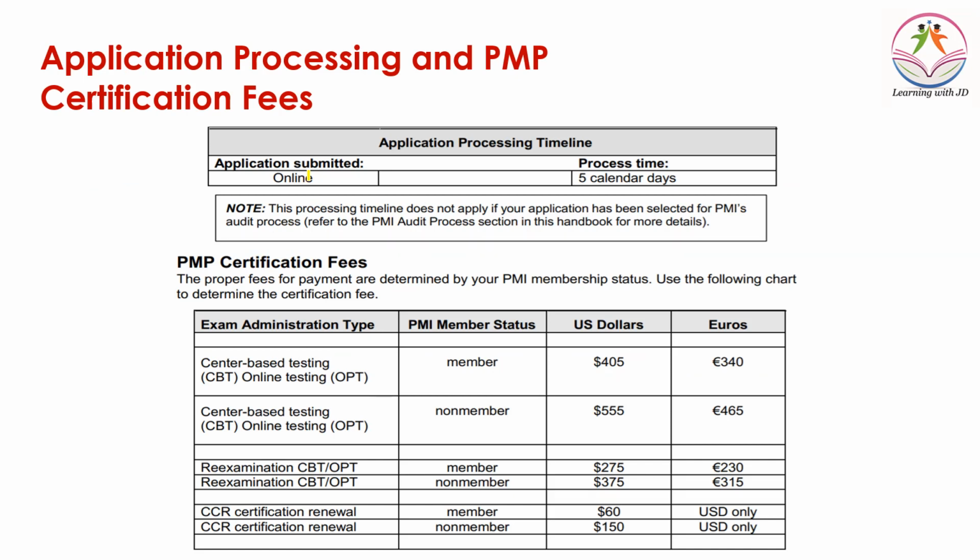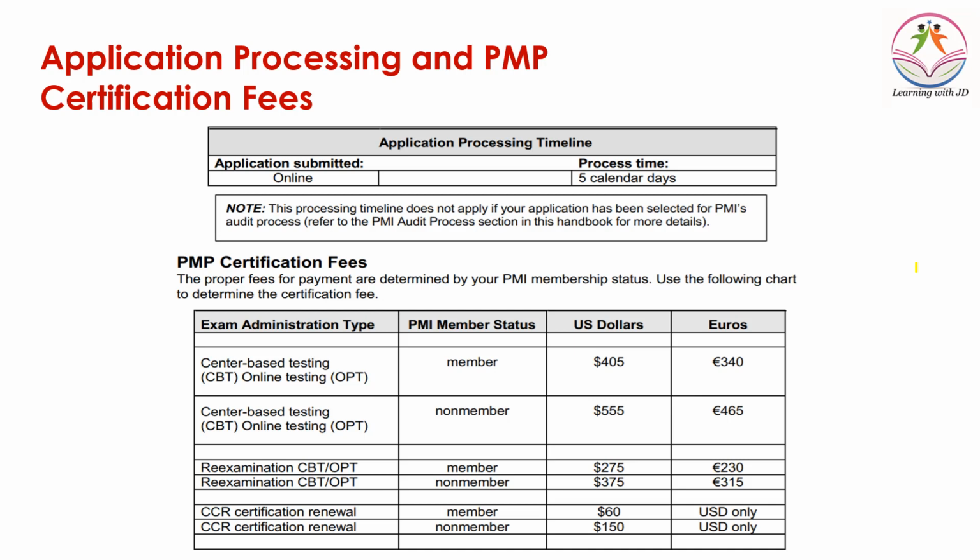Now let us see what is the application process and how much is the PMP certification fees. Once you do the online submission of the application, the process time is approximately 5 calendar days. Although it happens before that, but that's the process time. This will not be applicable in case there is an audit.